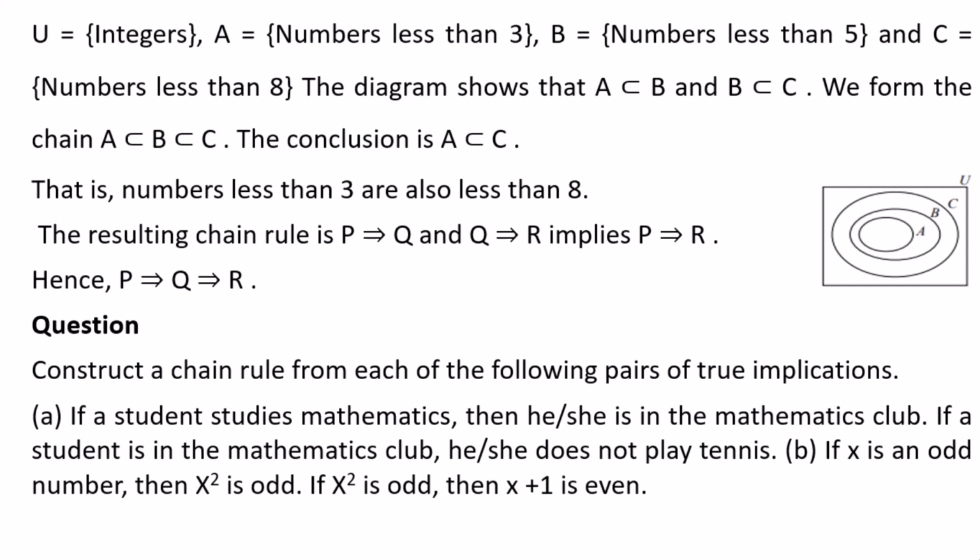So the resulting chain rule is P implies Q and Q implies R, implies that P implies R. Hence this is how our chain rule can be written.